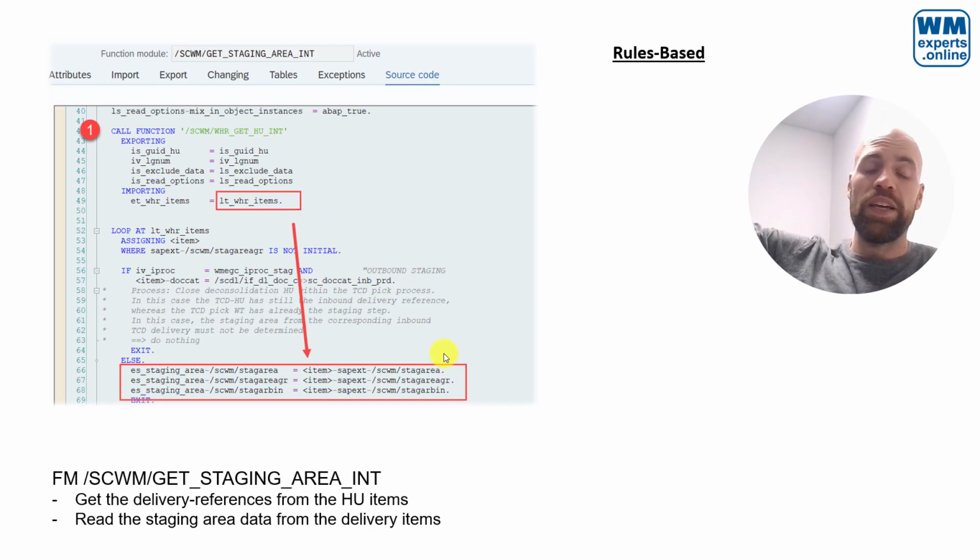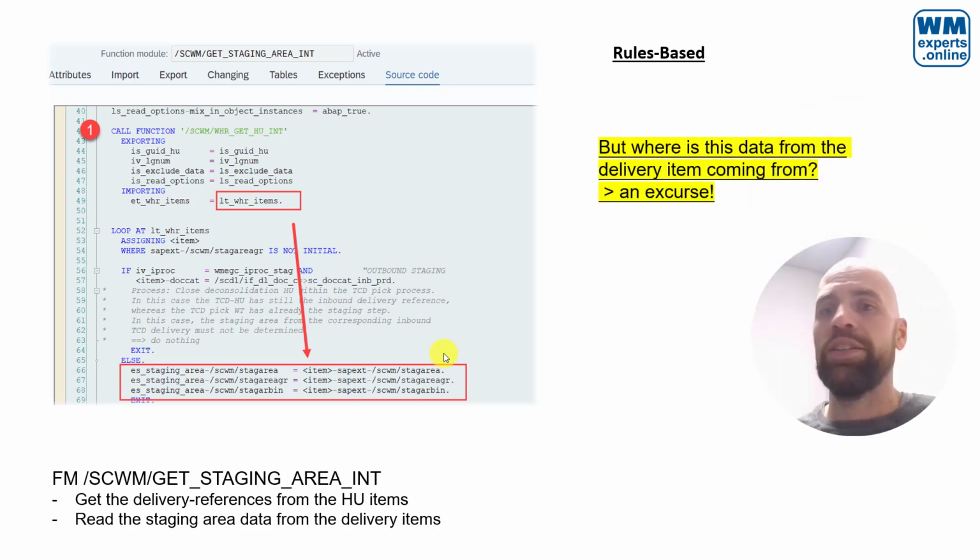So the delivery was created at some point, the staging area, so the type, area, this type section and bin was determined, and then sometime later the process-oriented storage control becomes active when you process the HUs one by one. So we are simply reading it from the delivery item. So the question is now, where is this data coming from?